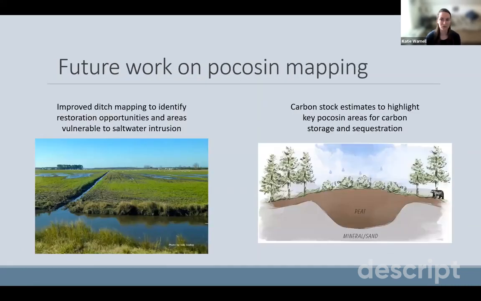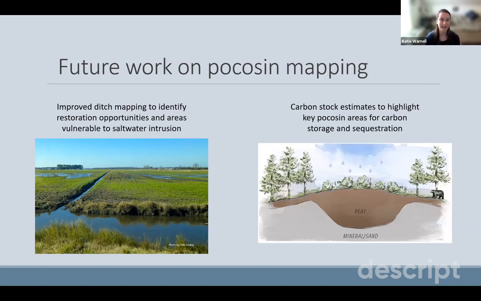One area for future work is to improve the ditch mapping. We're using a national data set for ditch mapping currently, but we know that it misses some smaller ditches and that it also might be outdated in some areas. It's not catching some of the more recent work that's been done to rehabilitate ditches. And so that's one of the main ways that we're identifying what areas need to be restored. And we are currently working on a proposal to get some funding to update that ditch mapping using new LiDAR data.